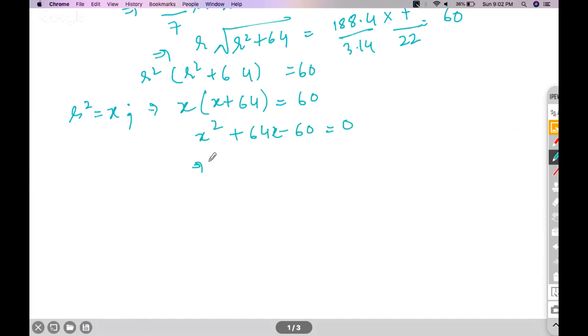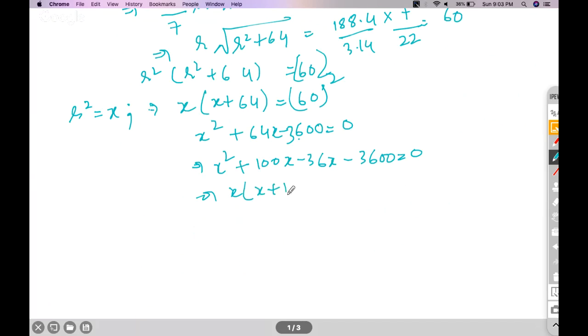Sorry, the 60 square this will be, because I'm taking square on both the sides. So I'll write 3600 here. So x square plus 64x minus 3600 is equal to 0, which gives plus 100x minus 36x minus 3600 is equal to 0. So x plus 100 into x minus 36 is equal to 0.